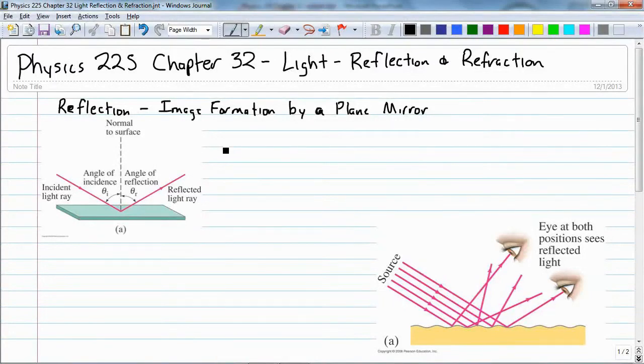Let's start our discussion of reflection with a flat or plane mirror. And some terms that we need to define. First, we have the incident ray, the incident light ray, which is the incoming ray towards the reflective surface.